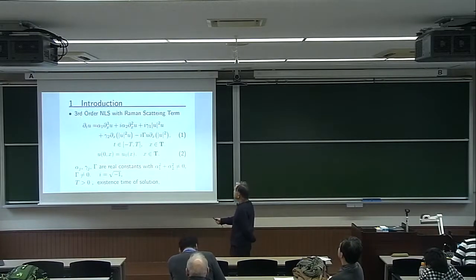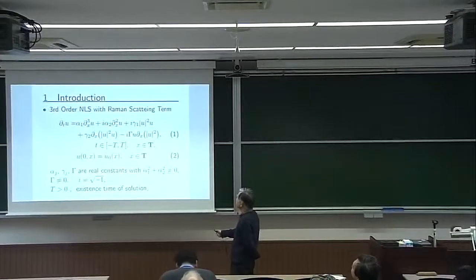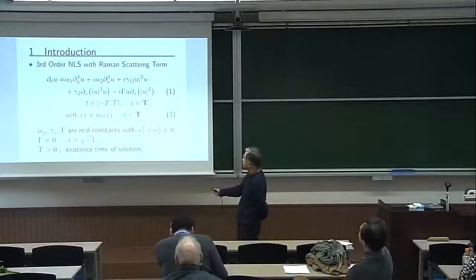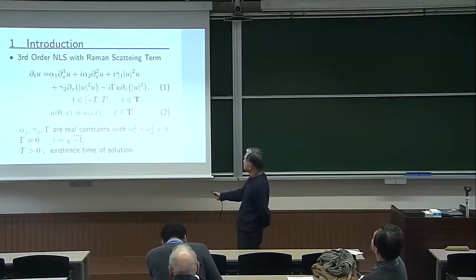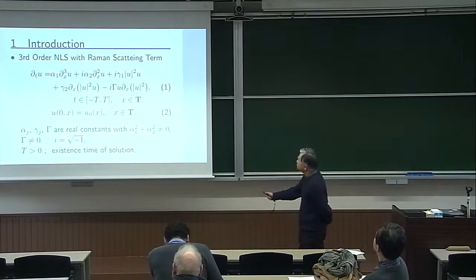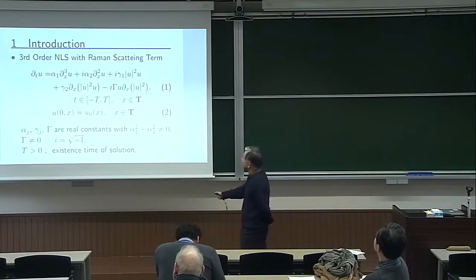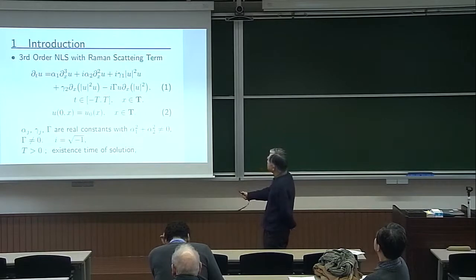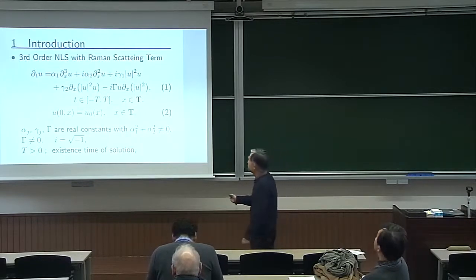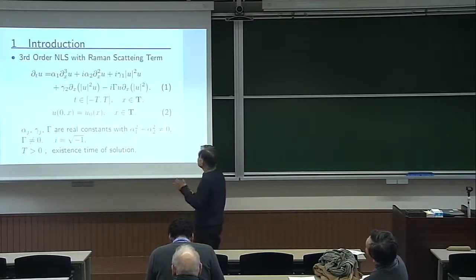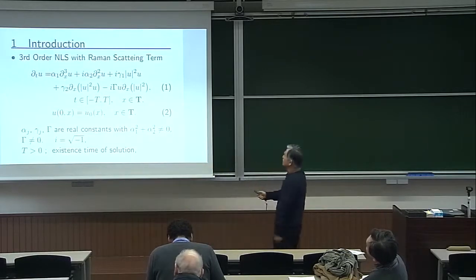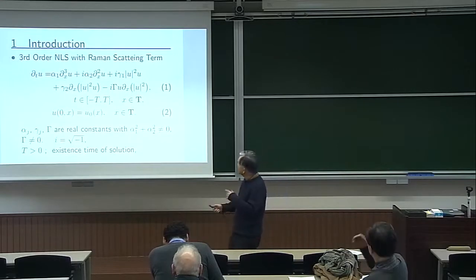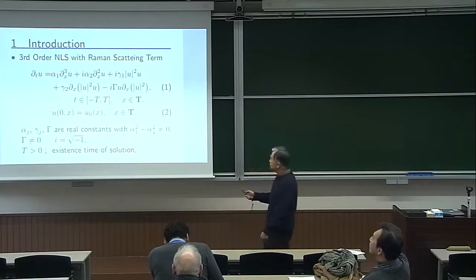So the third-order nonlinear Schrödinger equation is like this. Here is a third-order dispersion, and here is the second-order dispersion. And this is a standard cubic nonlinearity, and this is a derivative of cubic nonlinearity. So this term is called the Raman scattering term. Through the Raman scattering, the system in question exchanges energy with the external environment.